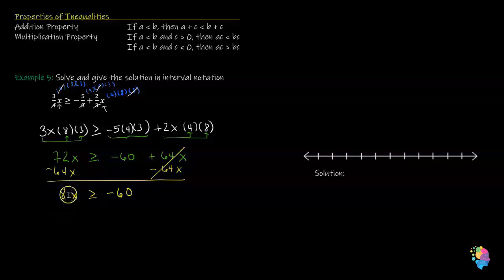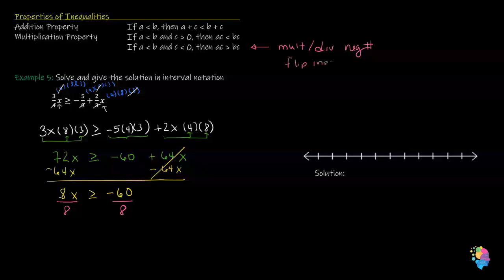I have this 8 here. So I'm going to have to divide both sides by 8. And since we are in the multiplication step, I check to make sure that I'm not multiplying or dividing by a negative number, because if that happens, I need to flip the inequality. But I am dividing by a positive 8, so then the inequality will remain the same. So this will give me x on the left side, because 8 divided by 8 will be 1x, or just x.